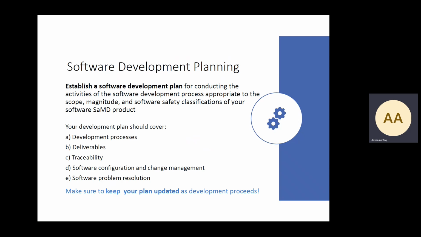So to begin with, looking at the software development plan, it's very important that the organization has a development plan which will explain the different activities that the development will cover, the deliverables, the traceability, software configuration and change management, software problem resolution. And as with any plan, you can change various elements of the development lifecycle throughout the development, so it's very important that the plan is treated as a dynamic document and not static, and that you keep your plan updated as development proceeds.